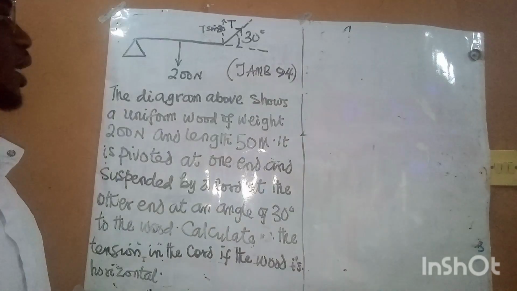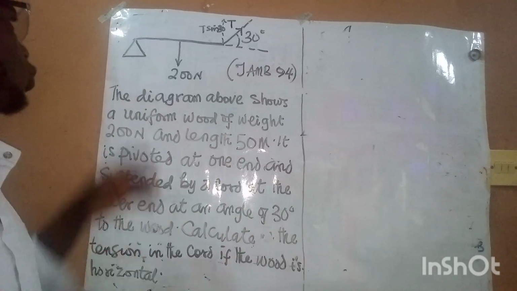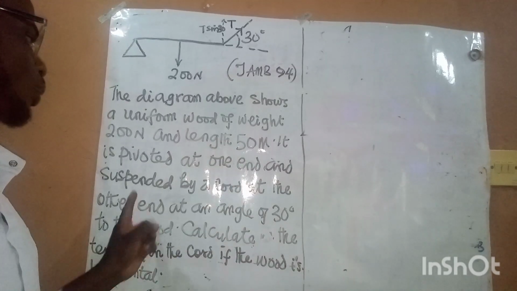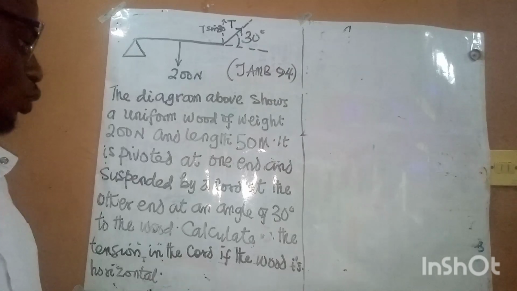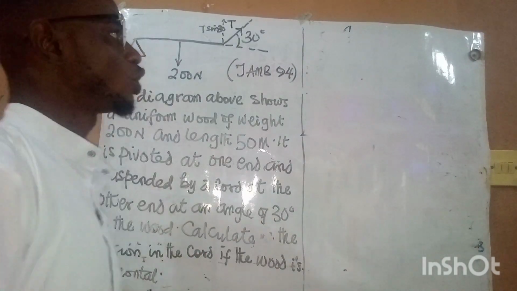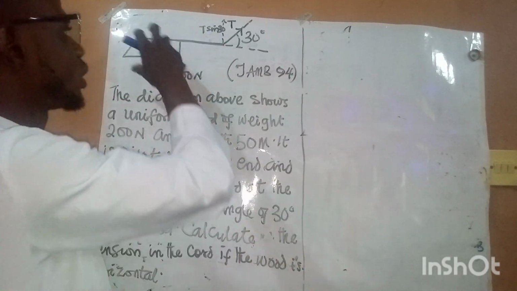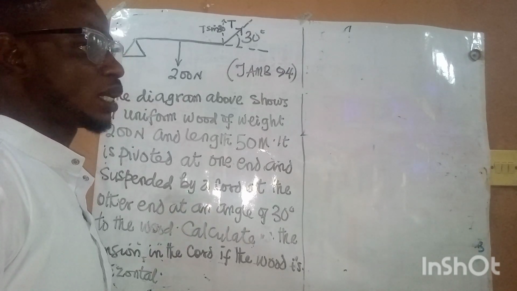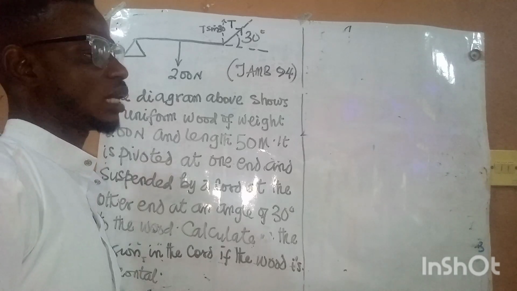It says that the diagram shows a uniform wood of weight 200 Newton and length 50 meters, pivoted at one end, suspended by a cord at the other end at an angle of 30 degrees to the wood. What is the tension in the cord if the wood is horizontal? Now, for this wood to be horizontal, it means the whole system is at equilibrium. That means the moment clockwise is equal to moment anti-clockwise.